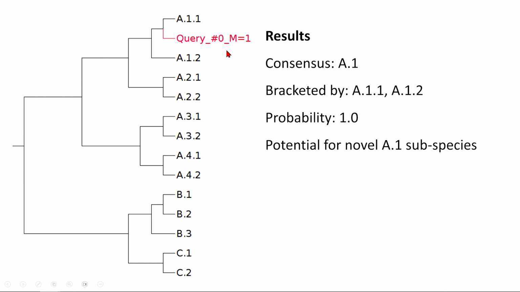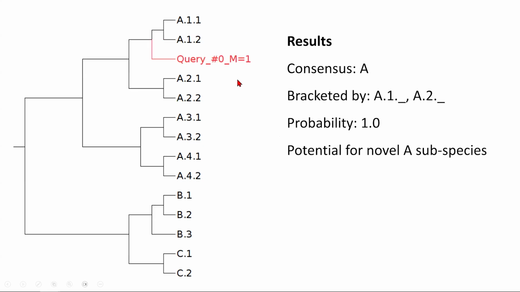So the consensus is this one is A1. That's very clear. It must be A1. And it's bracketed by A11 and A12. And the probability is 1 because there's only one placement. And it could be a potential new A1 subspecies because it's between 1.1 and 1.2. So that's part of the output.